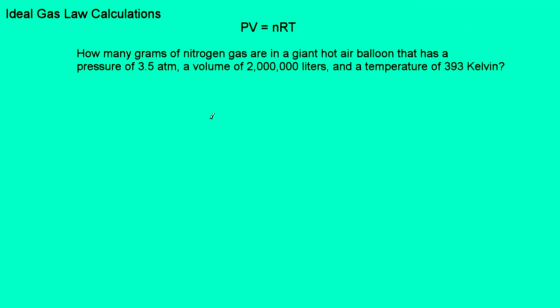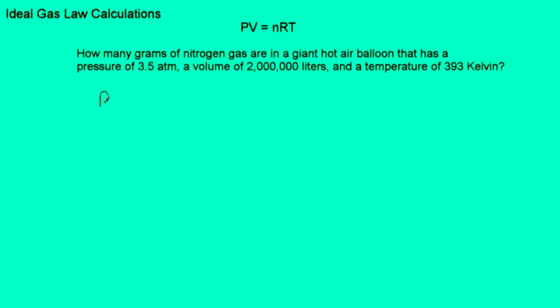Let's try another one. Here's a different variation of the same kind of thing. How many grams, this time we're solving for grams, of nitrogen gas are in a giant hot air balloon that has a pressure of 3.5 atm, a volume of 2 million liters, and a temperature of 393 Kelvin. I actually looked it up. This is about how much volume is in a hot air balloon, 2 million liters. That's kind of a lot.